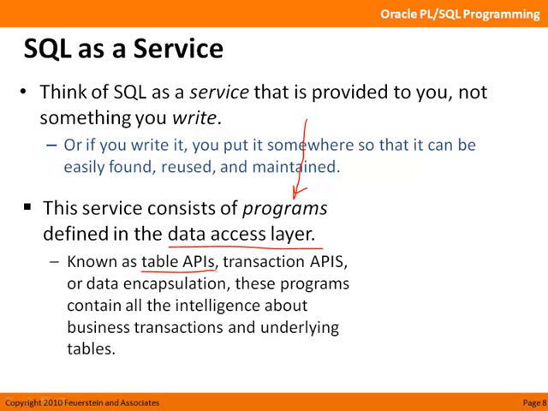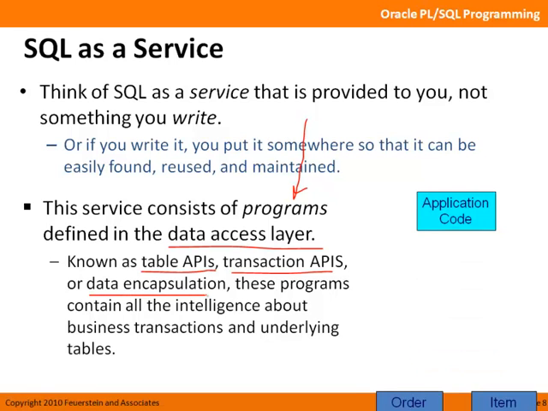Table APIs, procedures and functions that sit on top of individual tables and allow you to do a lot of the basic SQL operations through them. Transaction APIs that model your business transactions and provide high-level programs that perform those transactions. Generally speaking, data encapsulation. And here's the basic idea conceptually.